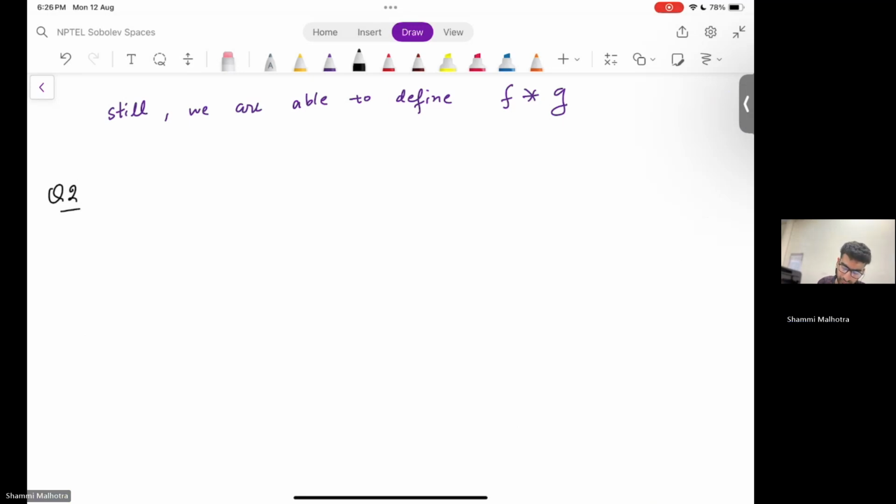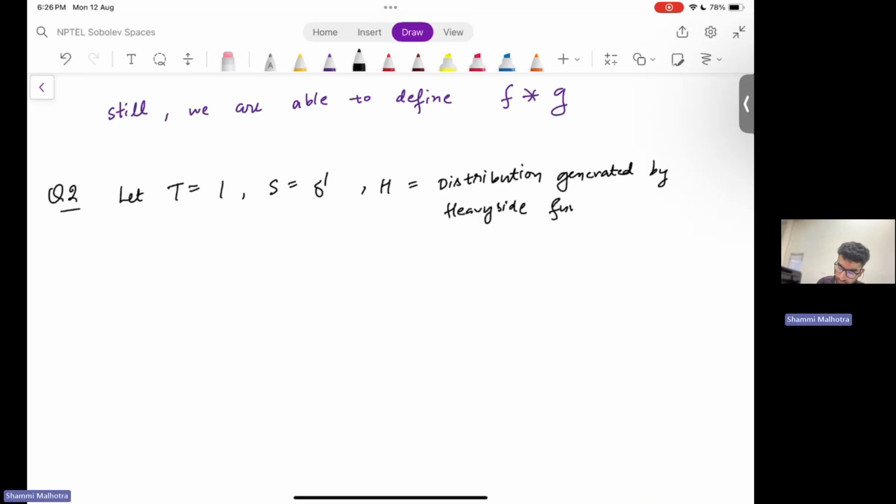Let f be equal to the distribution generated by 1, g be the derivative of the delta distribution, and h to be nothing but the distribution generated by the Heaviside function.